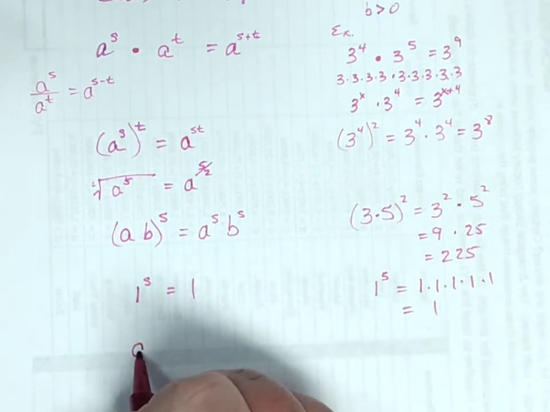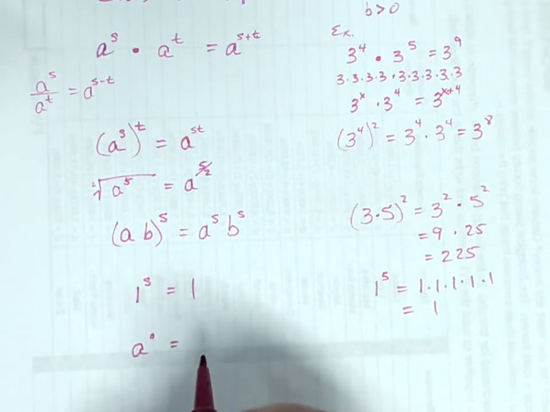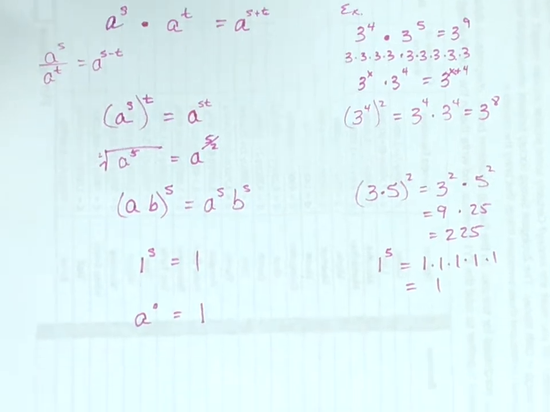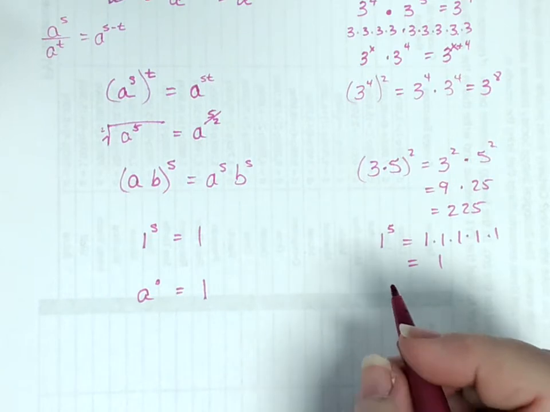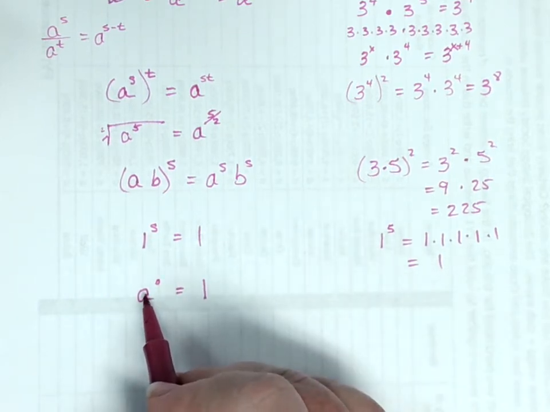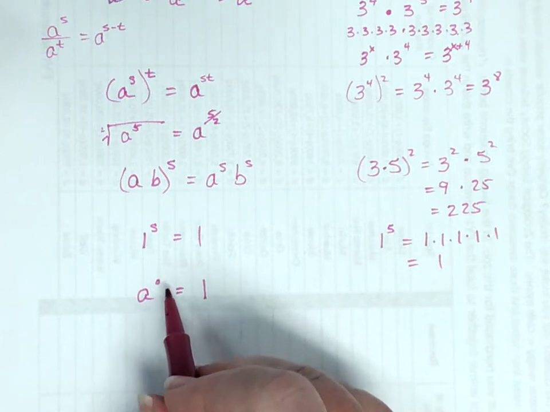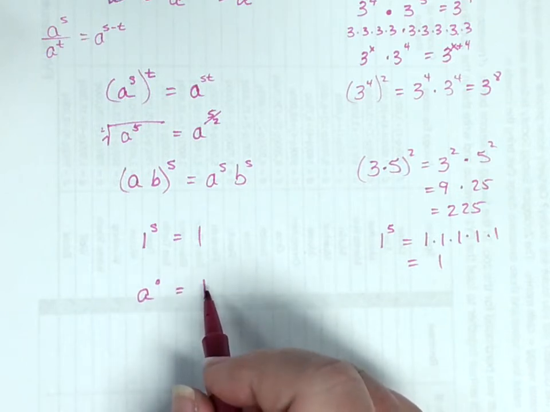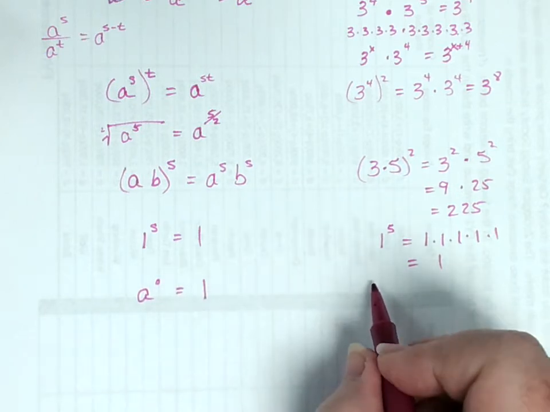Conversely, if I have anything to the 0 power, the answer is also 1. Now, that's a little harder to explain. So I'm going to have to ask you just to trust me on this one, that a to the 0 power is equal to the number 1. But I can demonstrate it by writing this.